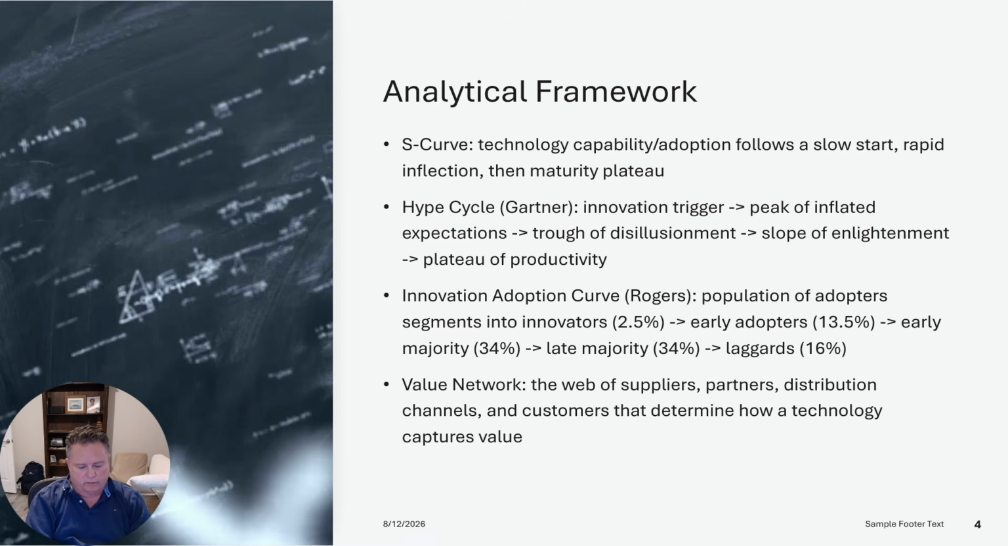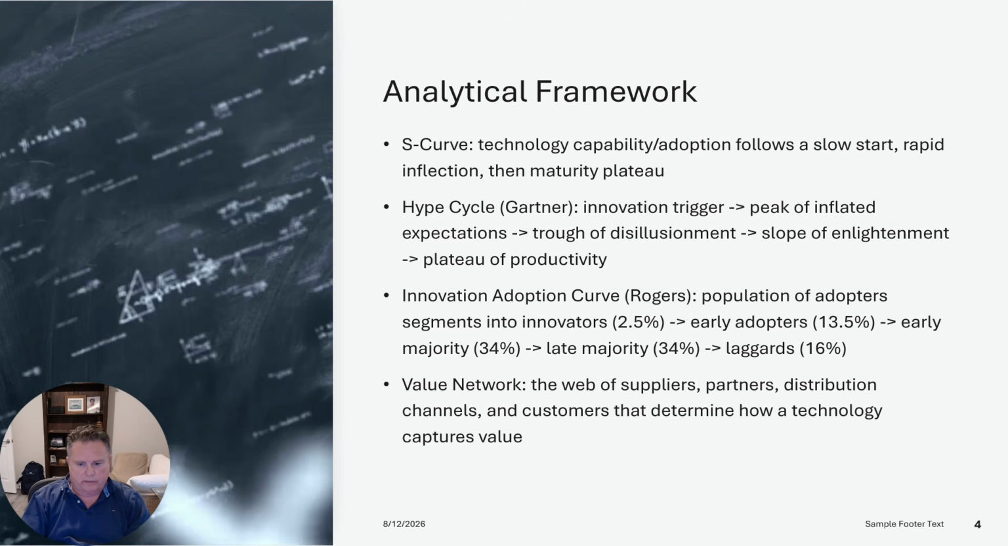The trough of disillusionment, when early implementations reveal limitations and the enthusiasm cools. The slope of enlightenment, when second and third generation products demonstrate real, well-understood benefits, and the plateau of productivity, when mainstream adoption and clear return on investment take hold.